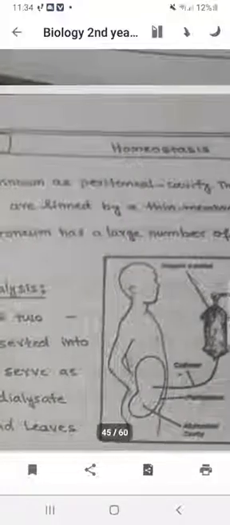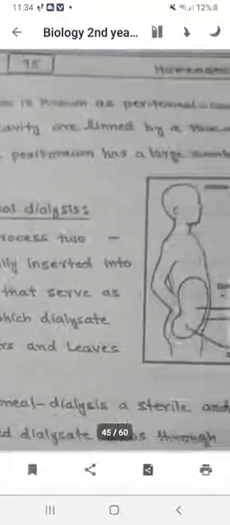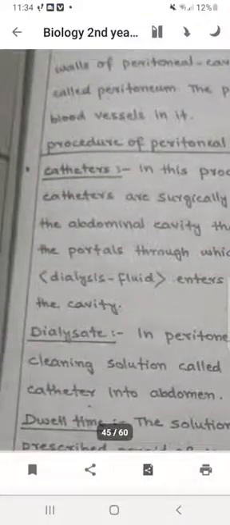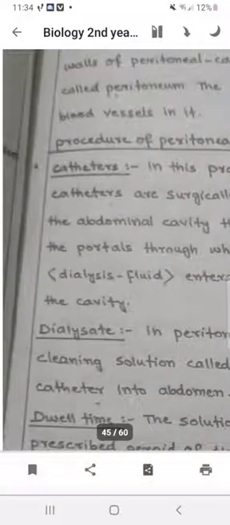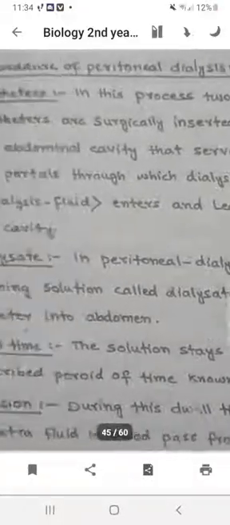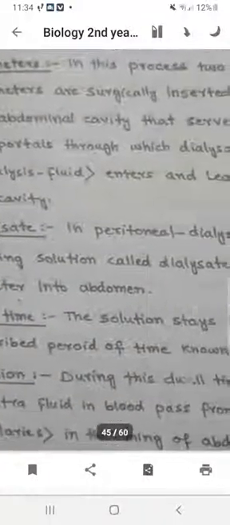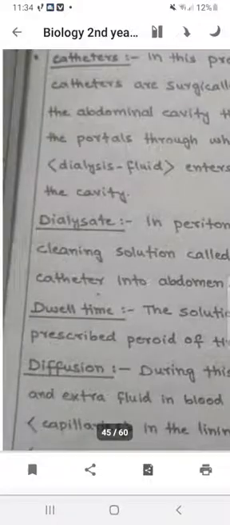Peritoneal cavity. In the abdomen, the space around the alimentary canal is known as the peritoneal cavity. The walls of the peritoneal cavity are lined by a thin membrane called peritoneum. The peritoneum has a large number of blood vessels in it. Procedure of peritoneal dialysis. Catheters. In this process, two catheters are surgically inserted into the abdominal cavity that serve as the portals through which dialysis fluid enters and leaves the cavity.